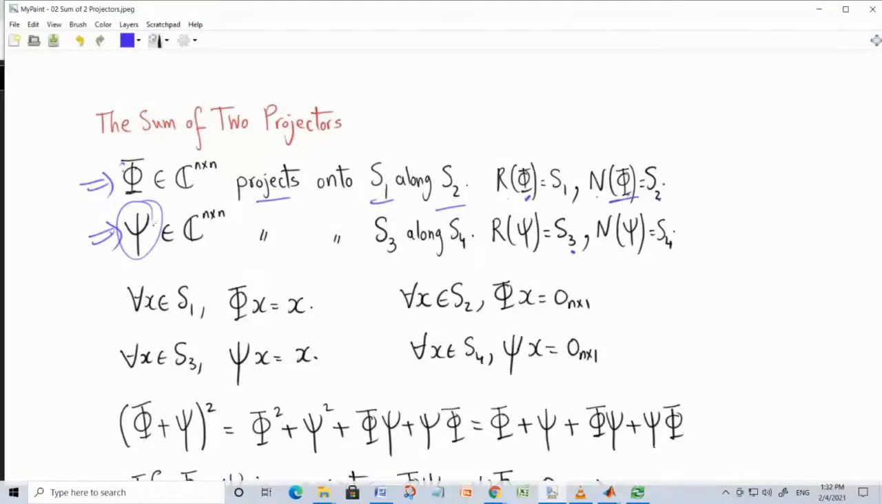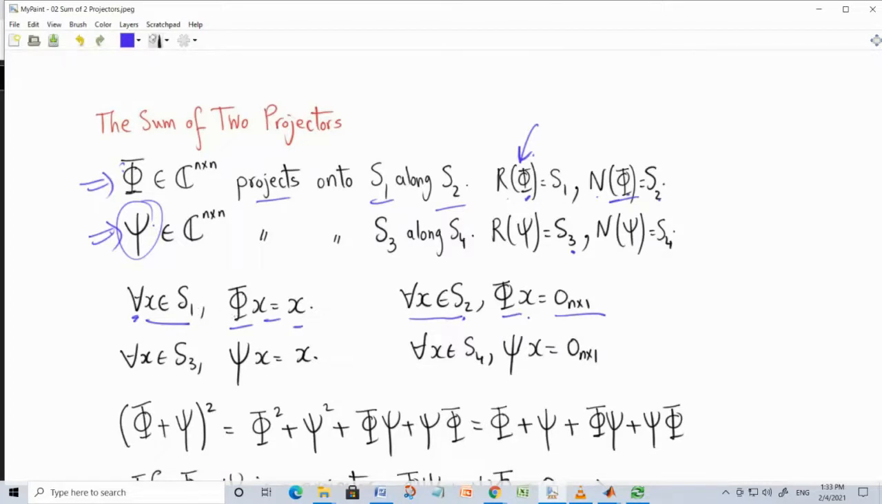Okay, so just to make sure that we understand what the meaning of being a projector is. Those things mean the following. If you take a vector in S1 and apply matrix phi to the vector, you get the vector exactly. If you take a vector x in S2 and apply the matrix phi to x, then you get 0, right? Because S2 is the null space of phi, and S1 is the range of the projector.